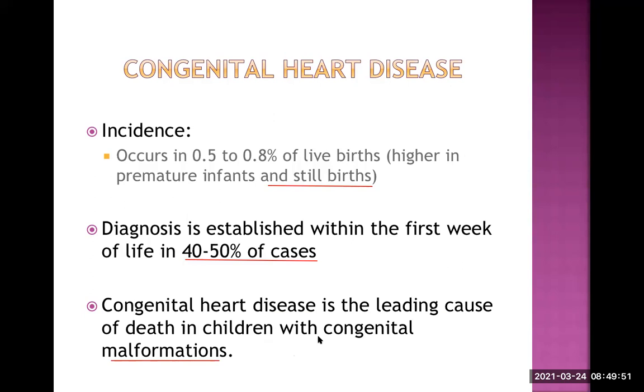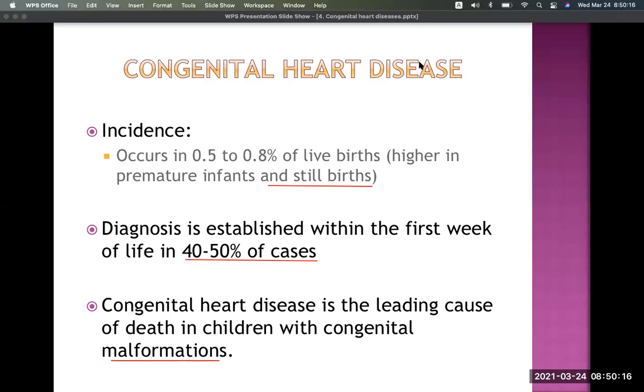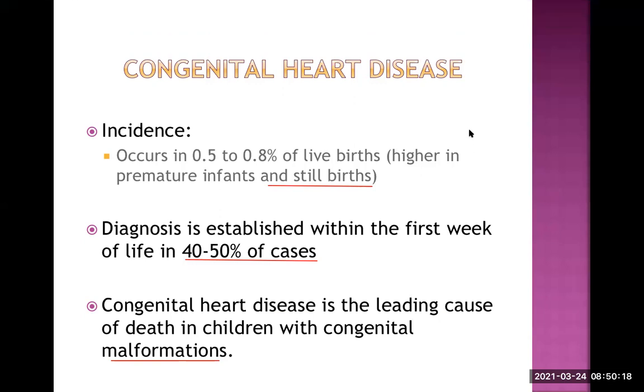Some other smaller types of anomaly, okay, like a pre-auricular sinus, pre-auricular tag, isn't it? Polydactyly, these are the different types. Whereas the major congenital anomalies are like anencephaly, spina bifida, congenital heart disease, gastroschisis, omphalocele, okay, these are the major ones. So out of that, congenital heart disease is the leading cause of death.